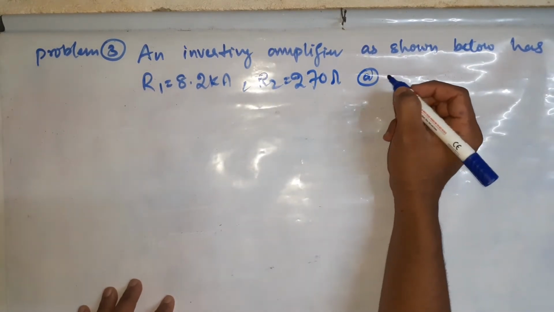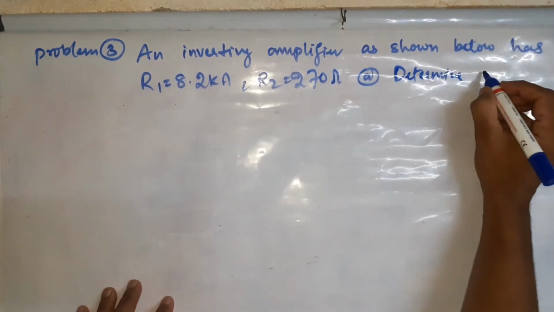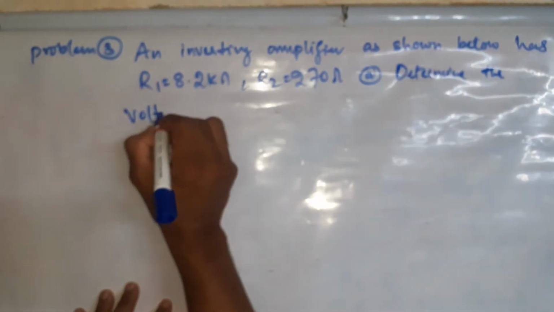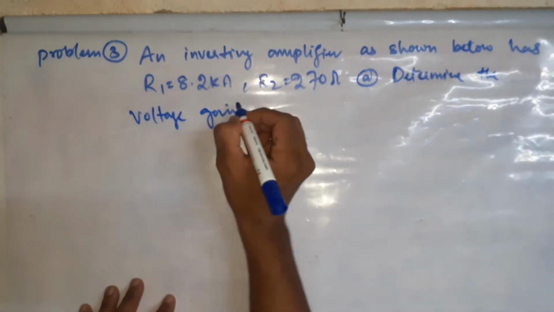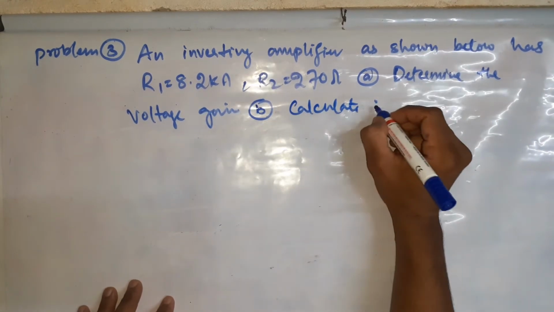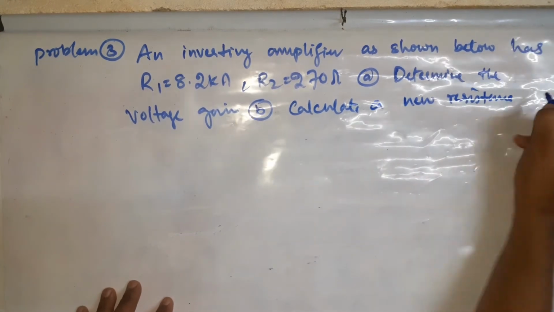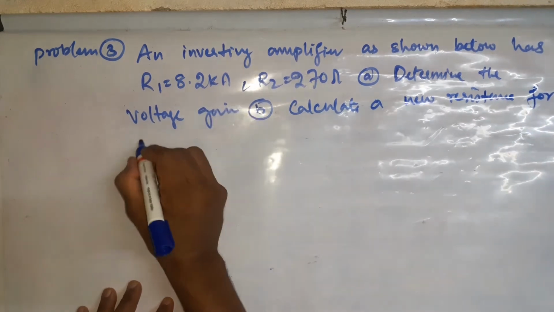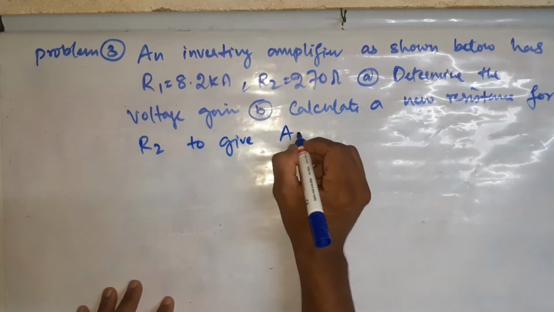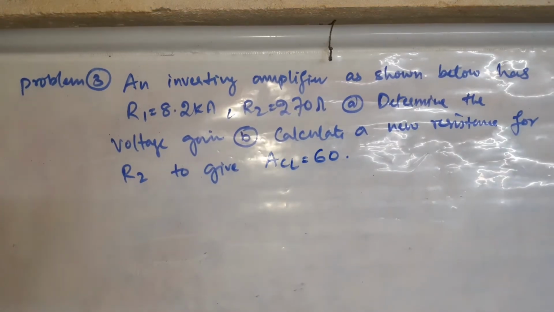Okay. Determine the voltage gain, and second one, calculate a new resistance for R2 to give ACL equal to 60. This is your question. All of you read this once again.